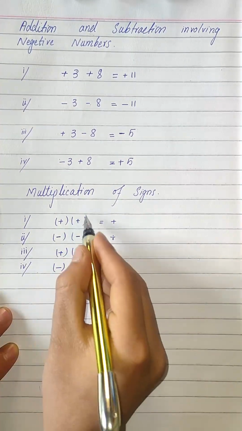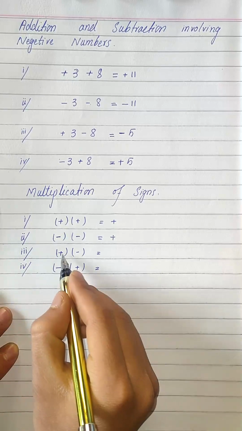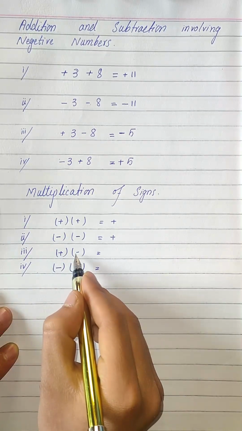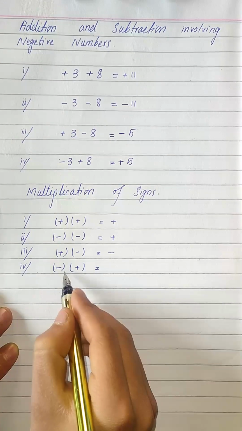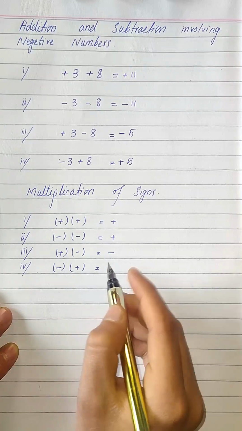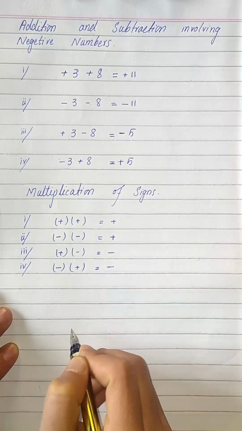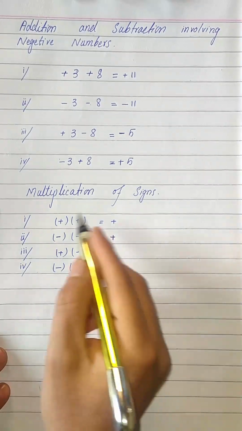And here these two brackets show the multiplication. And in part 3, when we multiply a positive sign and a negative sign, we are going to end up with a negative sign. And the same goes for part 4. When we multiply a minus sign with a positive sign, we again get a minus sign. We can take an example of these.